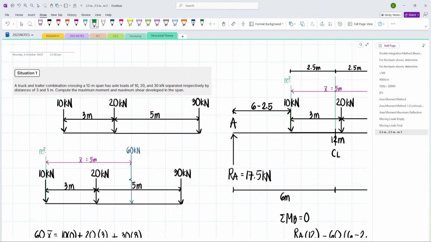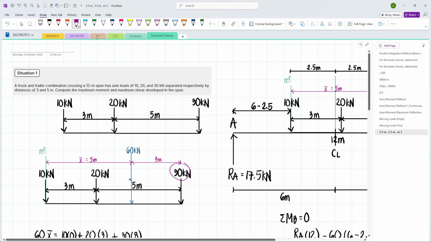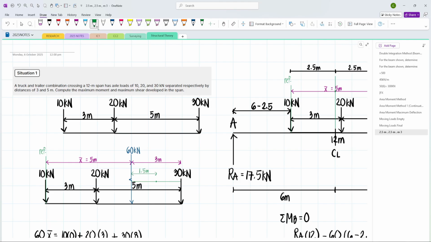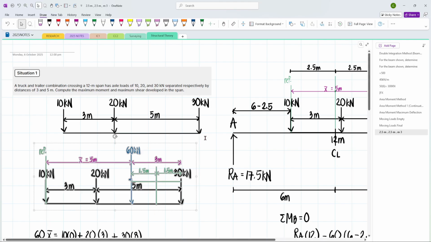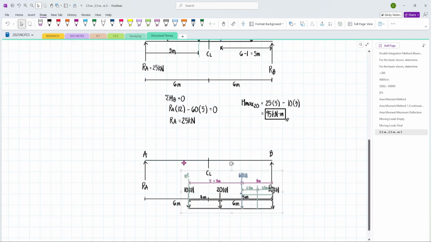So, for the last one, again, I will place this. That distance is 3 meters going to the 30 kN load. So, the center of the 30 kN load and the resultant is here. That distance is 1.5 meters, and this is also 1.5 meters. So, we project a vertical line from the center point, then we place this at the midspan of the beam. So, we copy that and place it on the center line.